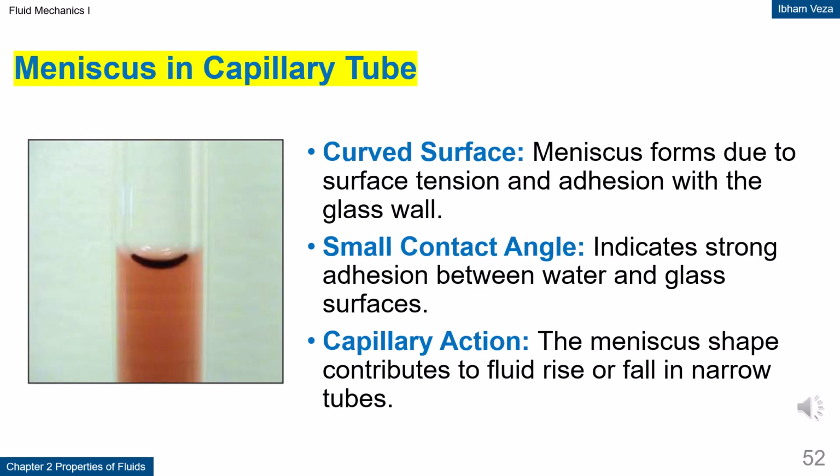Meniscus in capillary tube. A meniscus is formed due to the combination of surface tension and adhesion forces between the fluid and the tube wall. For water in a glass tube, the contact angle is small, so the meniscus is concave. This meniscus shape affects the height of the liquid column in a narrow tube. This phenomenon is very important in precise volume measurements. Understanding the meniscus is also important in capillarity analysis.